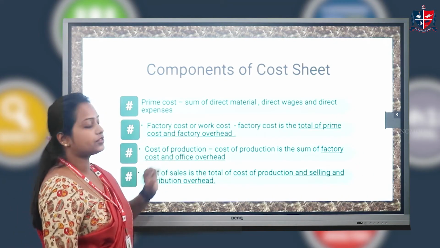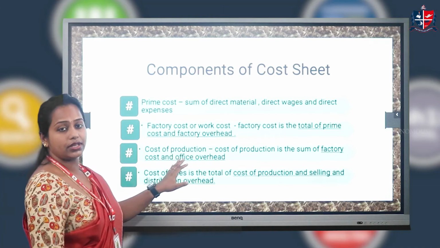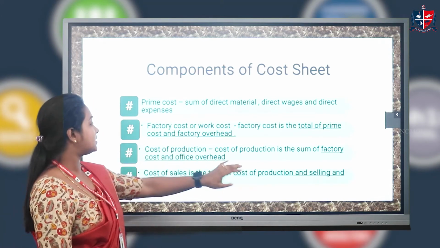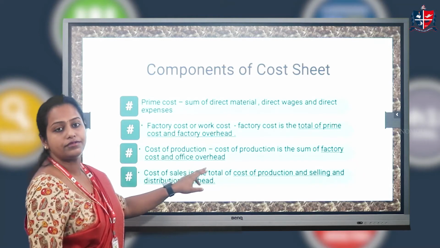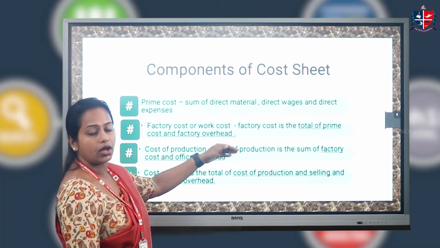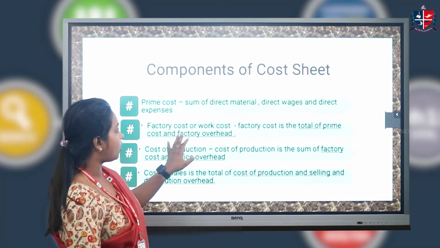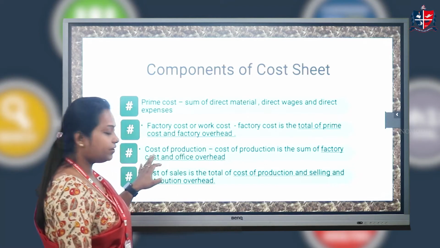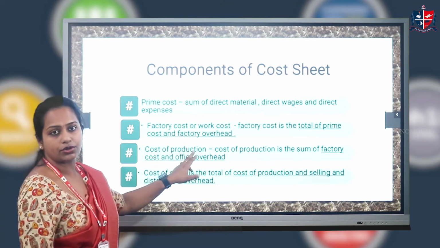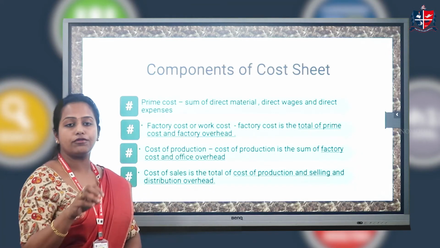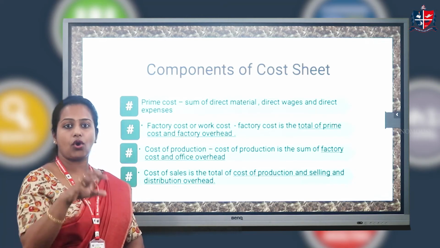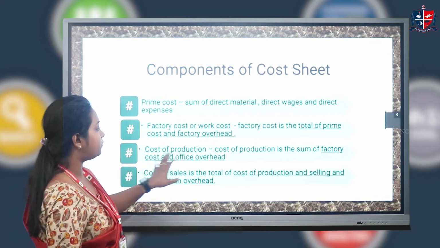Then we have the cost of production. The next component that we have to take in the cost sheet is the cost of production. It is the sum of factory cost and office overheads. The factory cost we have just got in the previous table. Along with the factory cost, if we add the office overheads, we get the cost of production. Office overheads means the office expenses, office rent, office workers' salary; all these come under the office overheads.